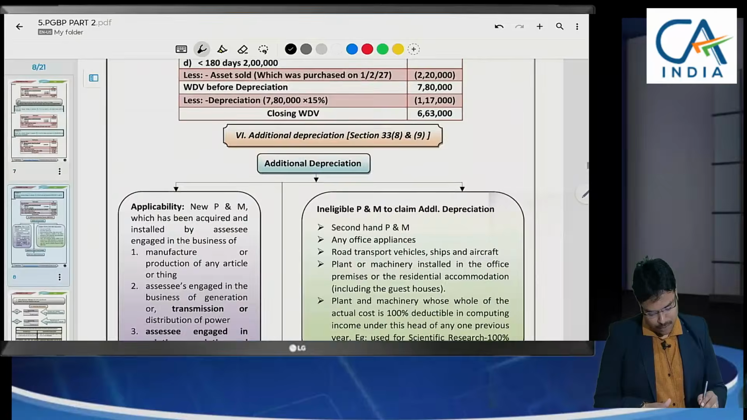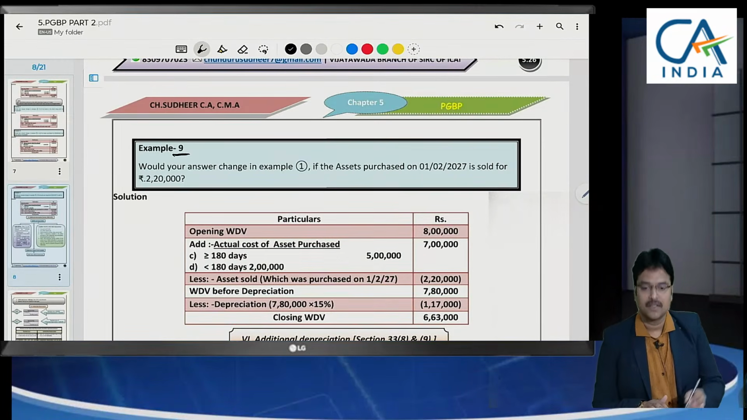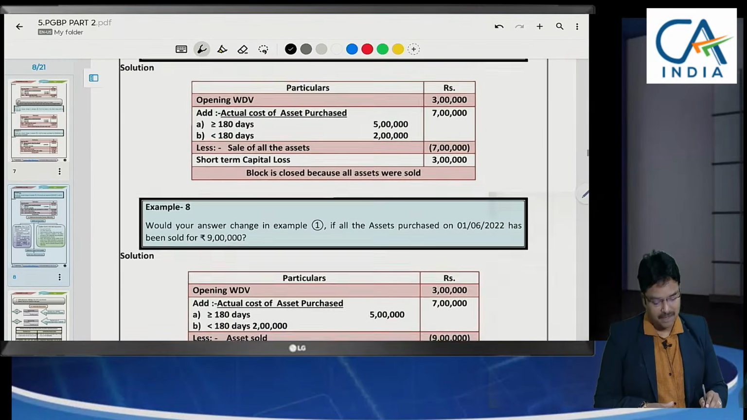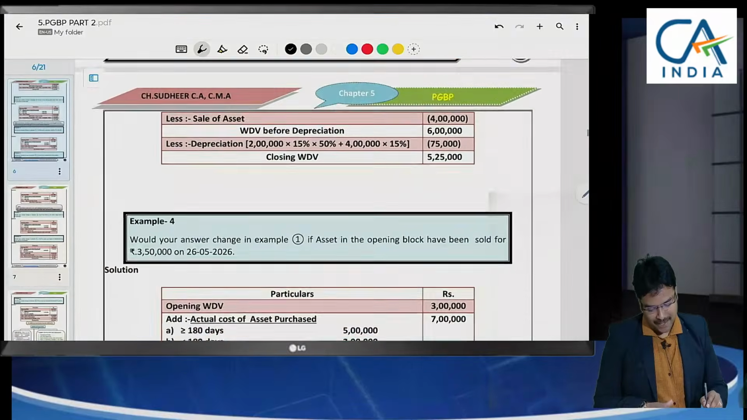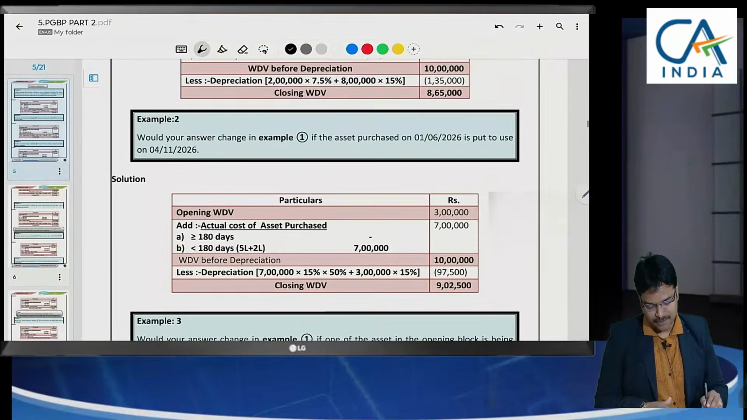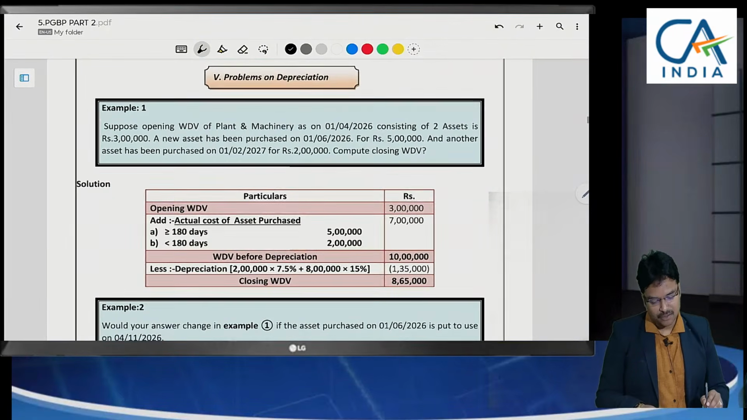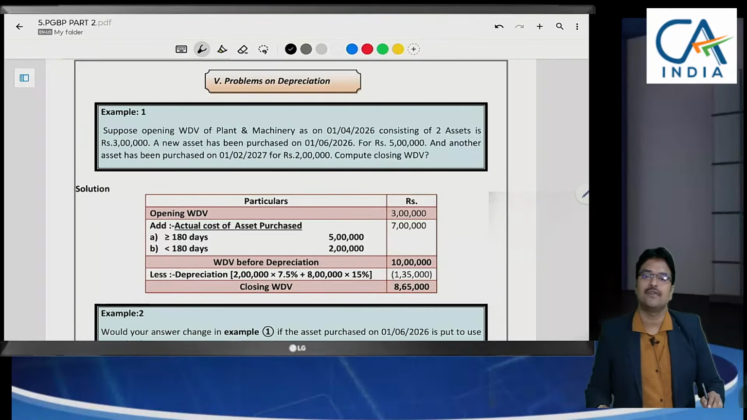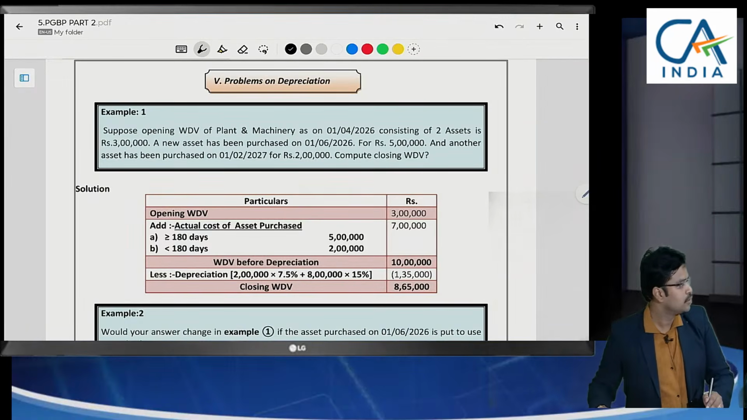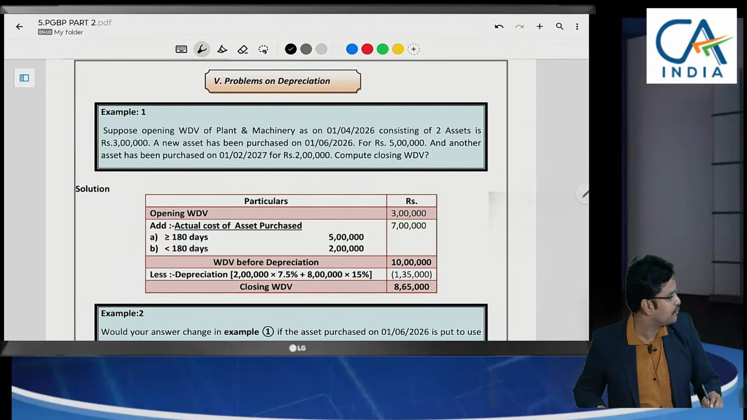We will discuss now 9 examples. By the end of the 9th example, we can get a complete clarification on the block of assets concept. Whenever we have any issue on this block of assets concept, if you see these 9 examples, you will get 100% clarification. So, with no loss of time, let me begin with the first one.